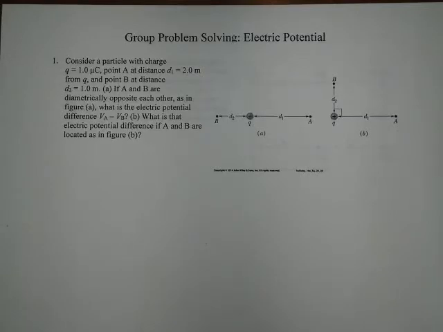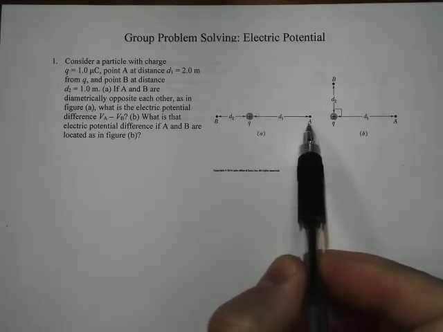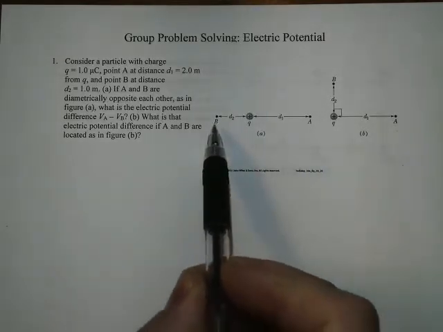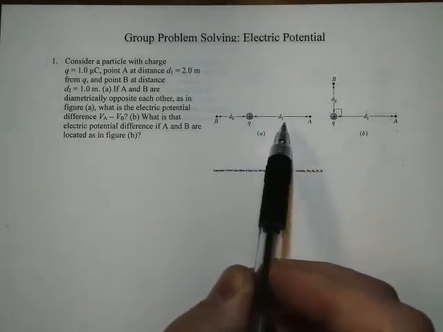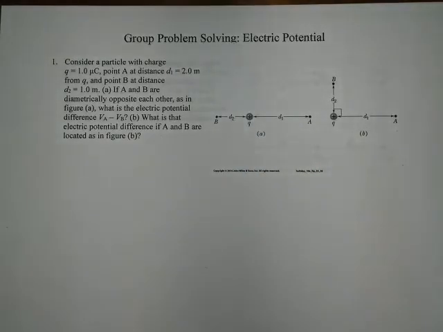So problem 1 that we looked at in class says consider a particle with a charge of Q equals 1 microcoulomb. Point A is a distance of 2 meters away from Q, and point B is a distance of 1 meter away from Q. If A and B in scenario A are diametrically opposite each other, as in figure A, what is the electric potential difference VA minus VB?